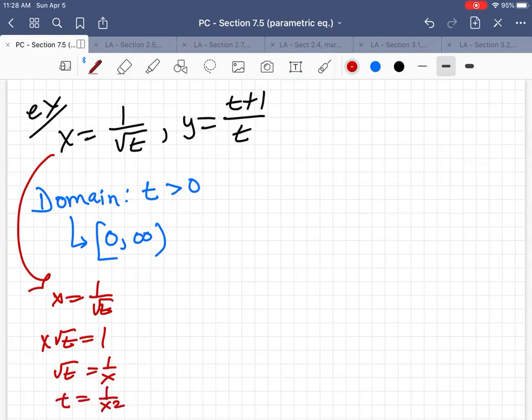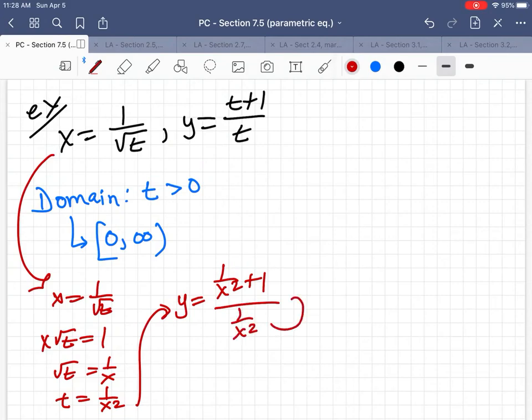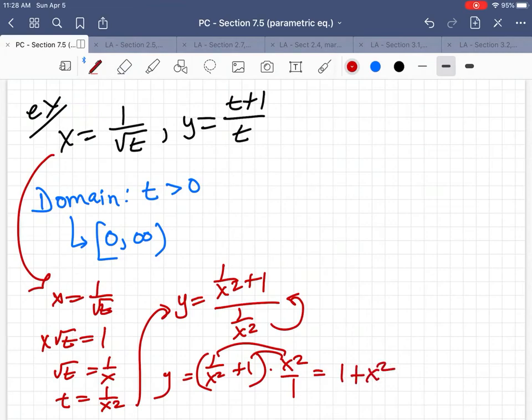Okay, so now I'm going to plug that into my next equation. I get y equals 1 over x squared plus 1 over 1 over x squared. So I'm going to flip this up and multiply it. So I have 1 over x squared plus 1 multiplied by x squared over 1. So that is my equation for y. When I distribute, I get 1 plus x squared. So a parabola. When I graph this, it's going to be a parabola.